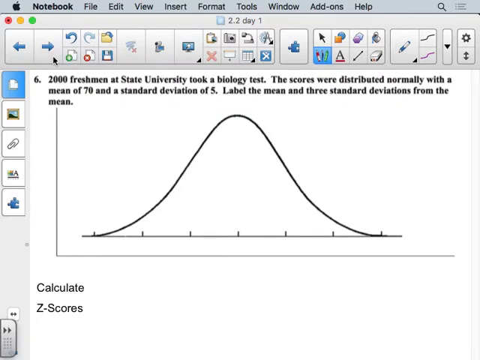Okay, so let's fill out this middle part first, and then we're going to come back up to the top. We have 2,000 freshmen at a university who took a test, and the scores were distributed normally. If it tells you that they're normal or approximately normal, I want you to have a picture in your mind of a nice bell curve distribution. It said they had a mean of 70 and a standard deviation of 5. We want to label where those are. Our mean is directly at the middle of this distribution. If I drew a line right down it, that would be our mean, 70.